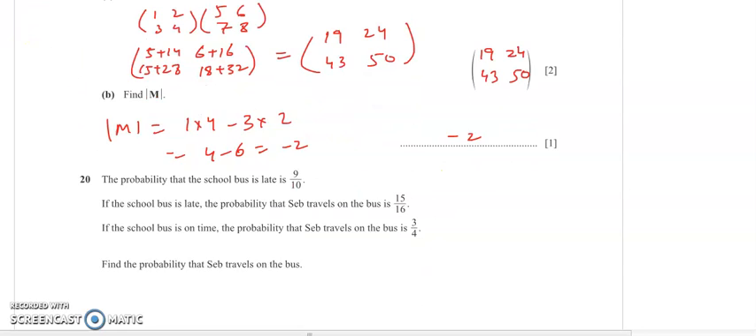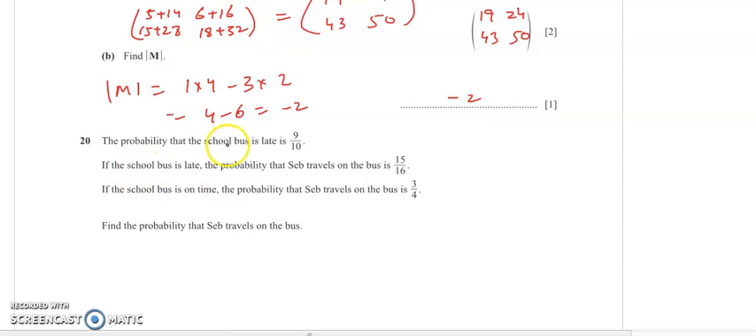Next one is a probability question. The probability that the school bus is late is 9 over 10. If the school bus is late, the probability Sib travels on the bus is 15 over 16. If the school bus is on time, the probability that Sib travels on the bus is 3 over 4. Find the probability that Sib travels on the bus.